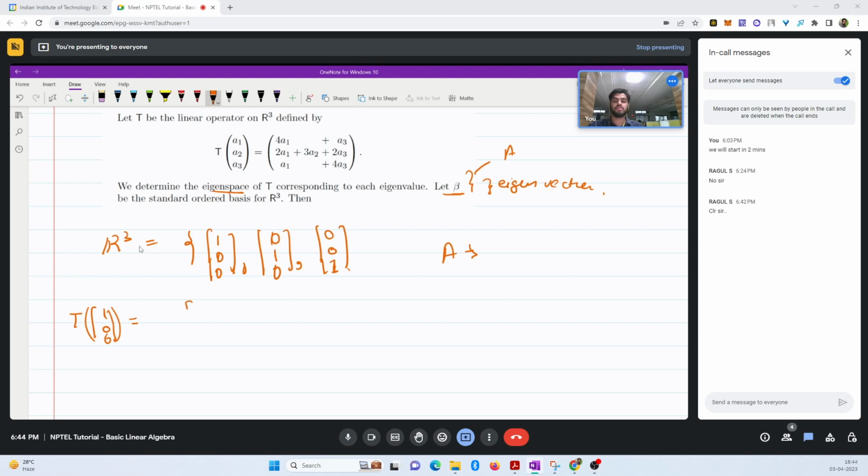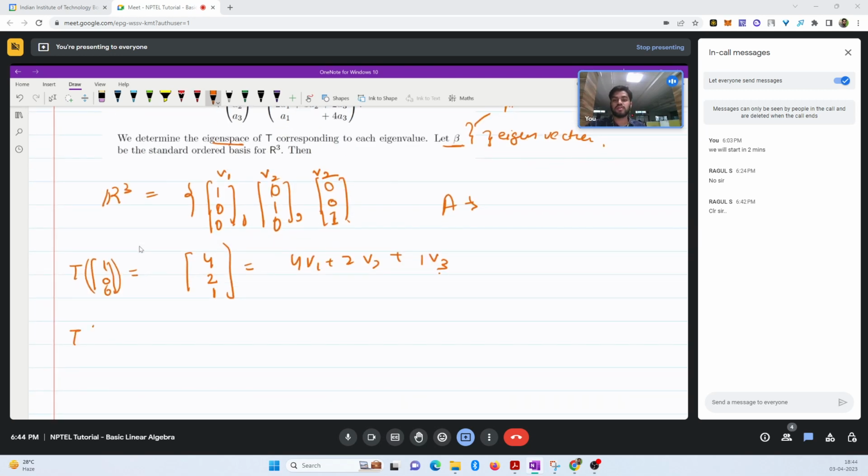This would be 4 plus 0, so it would be 4, 2 plus 0, so 2, and 1. So one benefit of having things in the standard ordered basis is that you need not write it in terms of a sum. You actually know, if it is v1, v2, v3, then this vector is 4 times v1 plus 2 times v2 plus 1 times v3. This is quite clear.